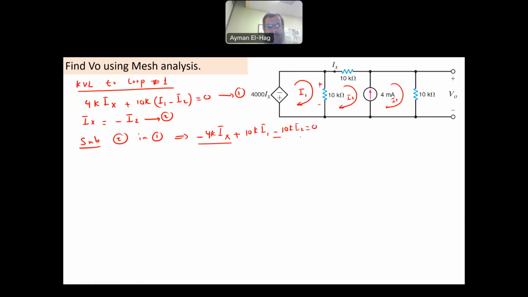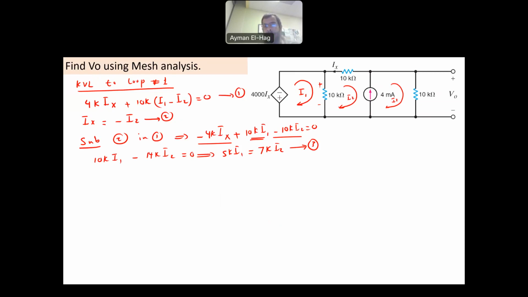Now let me add terms. We will have 10K I1 minus 14K I2 equal to 0. I can divide by 2, so we will have 5K I1 equal to 7K I2, and this is my third equation.